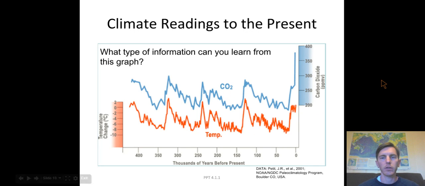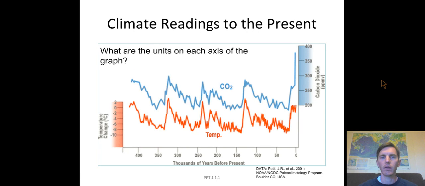Okay, so second question. What are the units on each axis of the graph? So remember, the axes are the lines on the bottom and on the sides. So look at the information on the bottom and the sides of the graph and discuss what units you see and what that tells you.